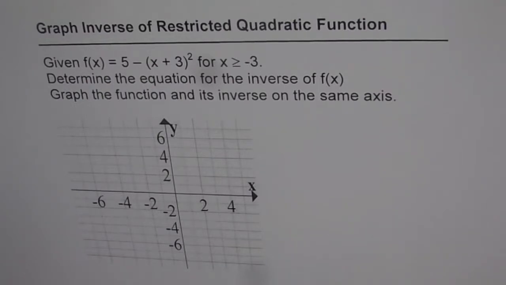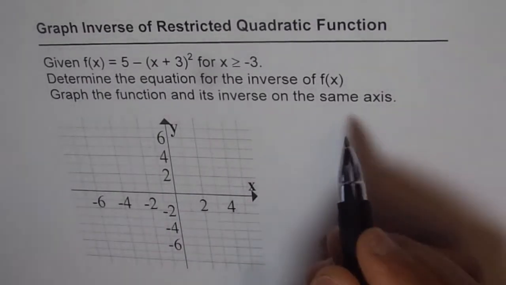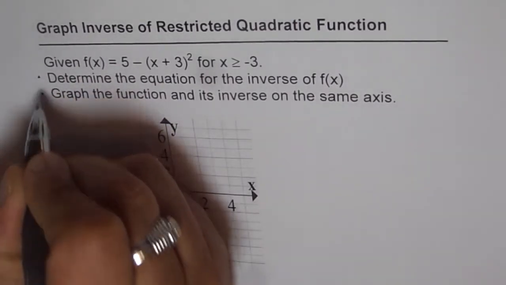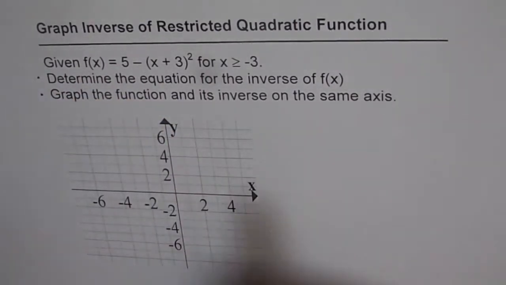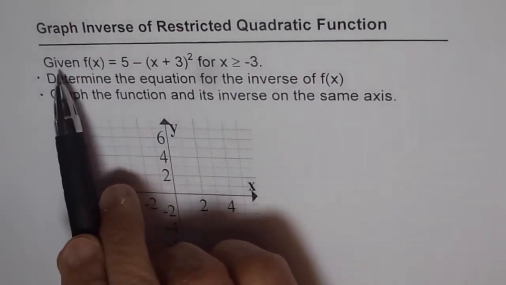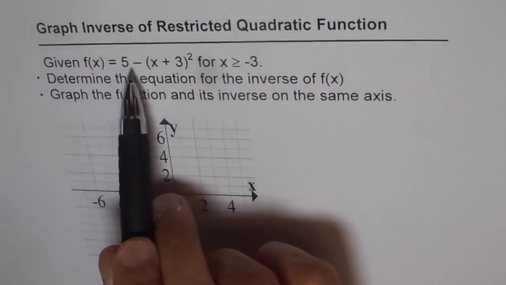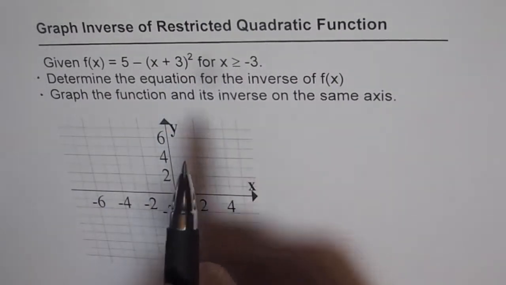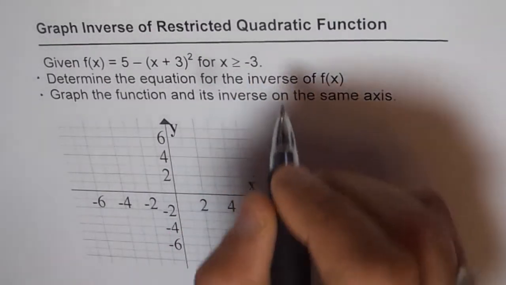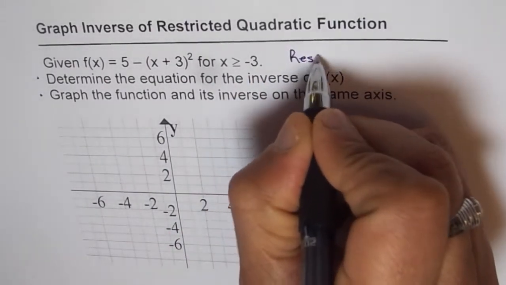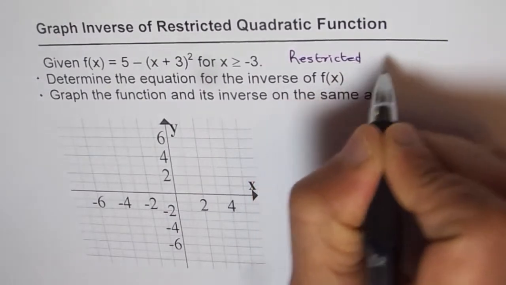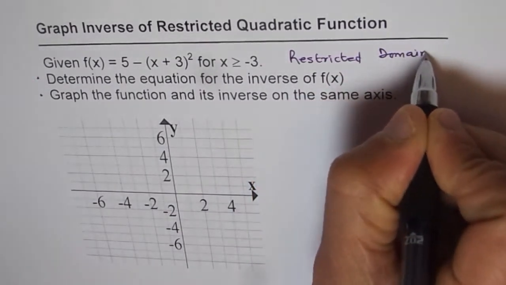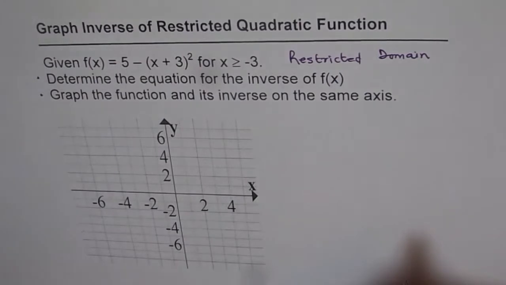What I will do is tell you how to do these things in short. So let's understand the question. It says, given f of x equals 5 minus (x plus 3) whole squared for x greater than or equal to minus 3. So basically we have a restricted domain. Normally when you have a parabola or a quadratic function, its domain is not restricted. x belongs to real numbers. That is important to understand.